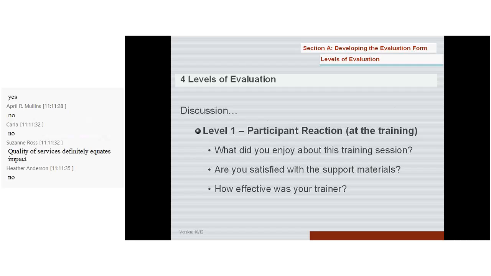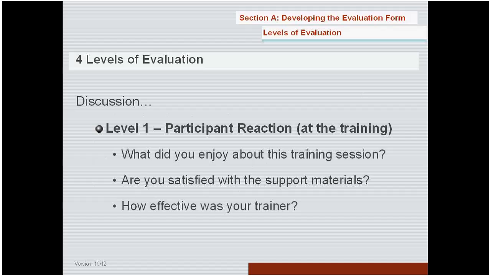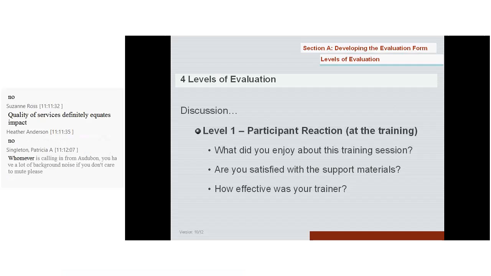Level 1 evaluation is participant reaction. And at this level, the trainer is seeking feedback on the training session itself, and this takes place right at the end of the workshop. For example, the trainer might ask, what did you enjoy about this training session? Or they might ask, are you satisfied with the support materials that you received during this training? Or how effective was your trainer? And it might be on a scale of 1 to 5. So they're really just finding out how did you like everything that you took part in today?